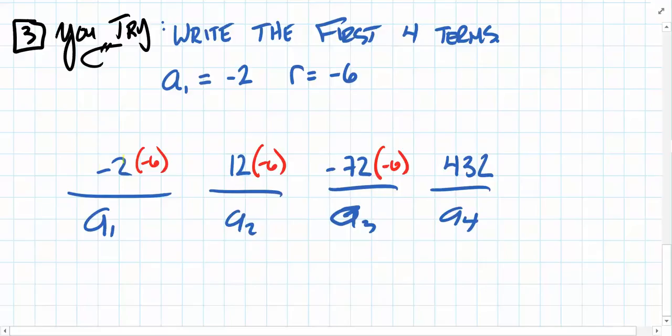The very first term was given to us as -2. Then I multiplied by -6 to get a positive 12. Then I multiplied by -6 to get -72. Then I multiplied by -6, and I got a positive 432.